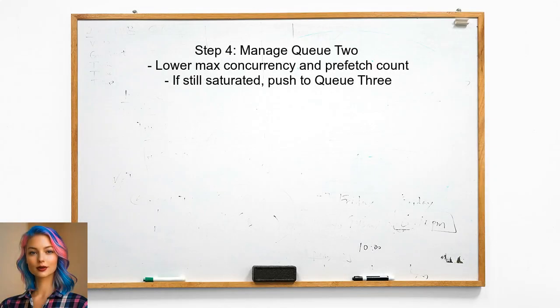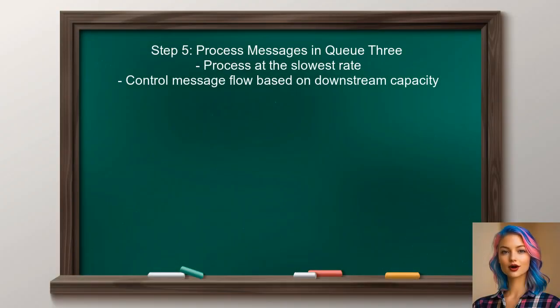Q2 will have a lower maximum concurrency and prefetch count. If the downstream system is still saturated, the user can repeat this process by pushing messages into Q3. Finally, Q3 will process messages at the slowest rate. This setup allows the user to control the flow of messages based on the downstream system's capacity.